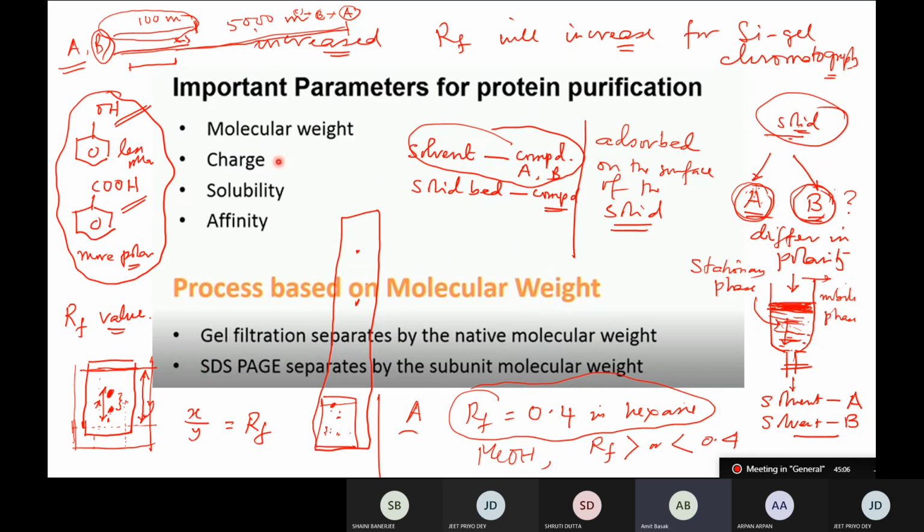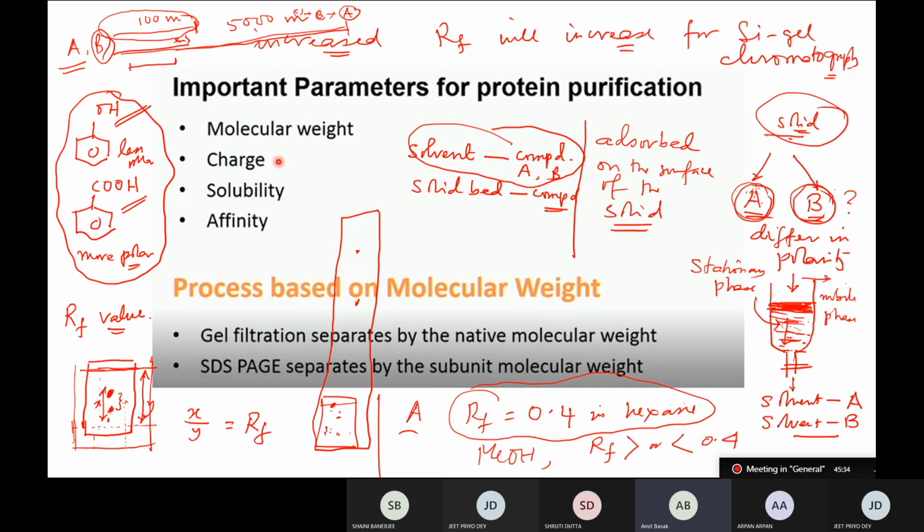So there are two ways to control the movement. One is by exploiting their polarity difference. Another is by exploiting their difference in molecular weight. Okay. In case of proteins, proteins are made up of what? Amino acids joined together.